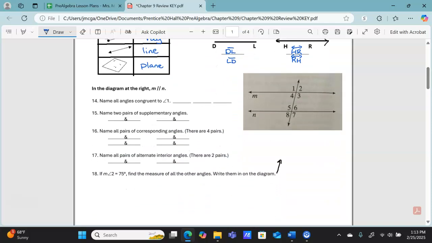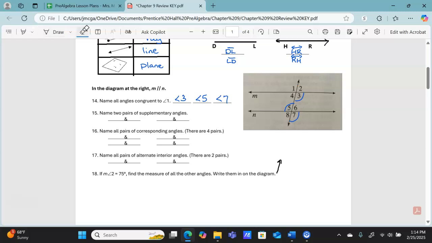Then we're back into the book. Name all the angles that are congruent to 1. So 1 and 3 would be congruent because they're vertical angles. But 3 and 5 are alternate interior angles, plus 1 and 5 are corresponding angles. So angle 5 is another one. And then once you have 5, you can get 7 because it's vertical to 5 or corresponding to 3.